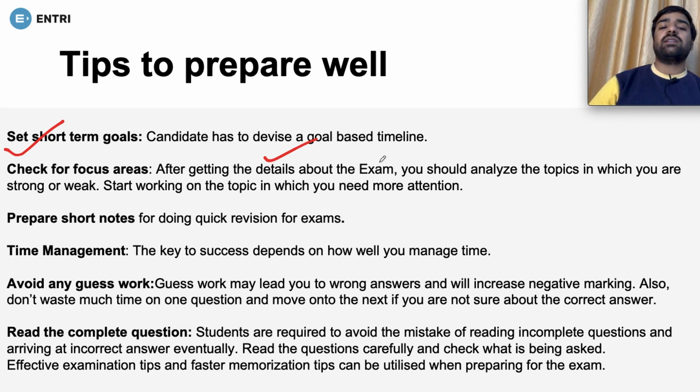After getting the details about the examination, you should analyze the topics in which you are strong or weak. So you must start working on the topics in which you need more attention. That is your weak areas. Prepare short notes for doing quick revision for the examination. These short notes are going to help you out a lot in the main examination.